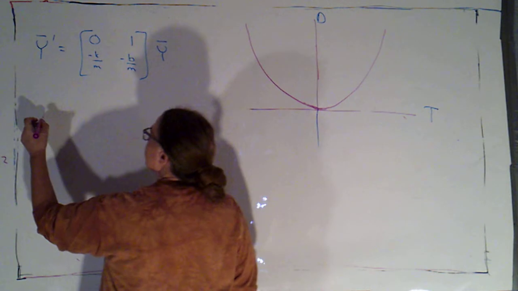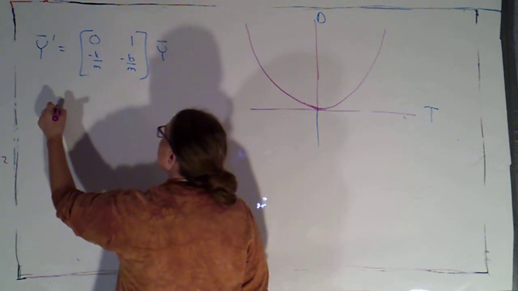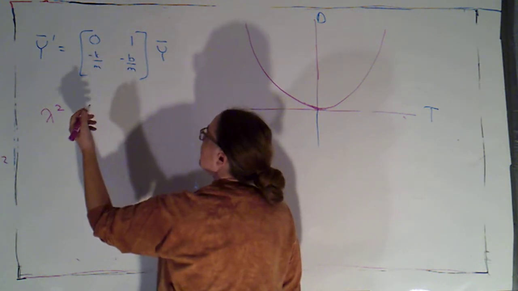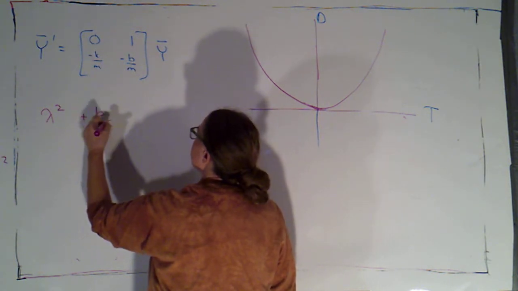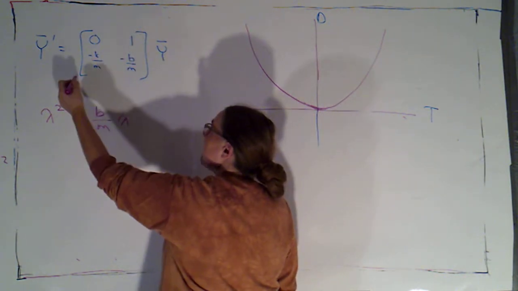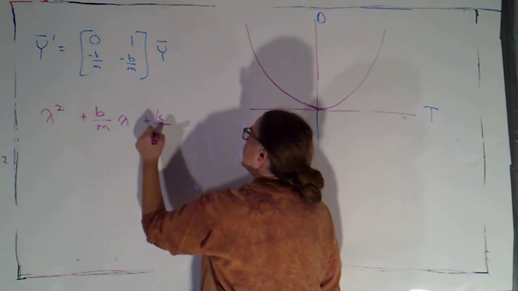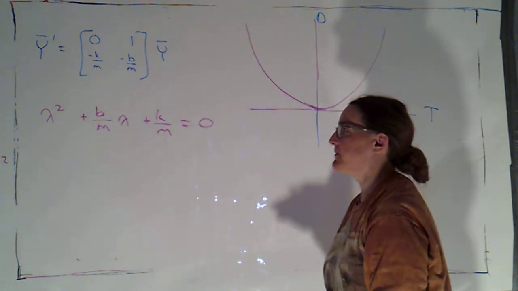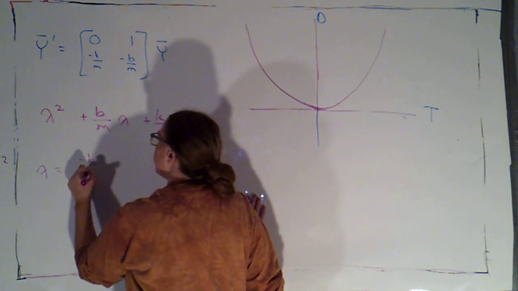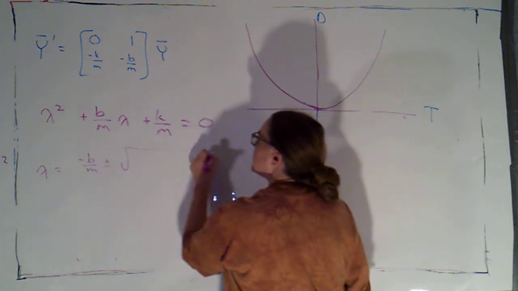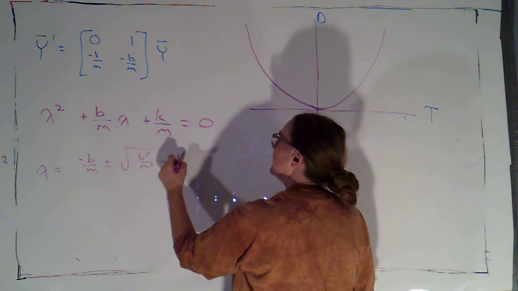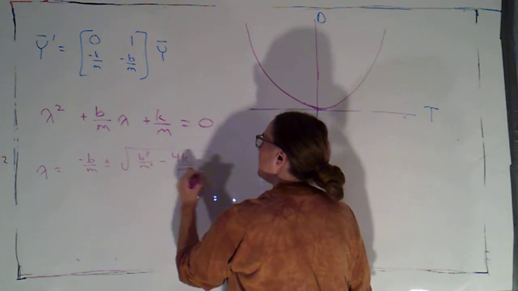So if I take a look here, my characteristic equation will be lambda squared minus the trace. So the trace is 0 minus b over m, so the opposite of that would be plus b over m times lambda, plus the determinant, which is 0 minus a negative k over m, so plus k over m, equal to 0. Now, if I solve for lambda, that's going to be the opposite of b over m, plus or minus the square root of b squared over m squared minus 4 times 1 times k over m, all over 2.